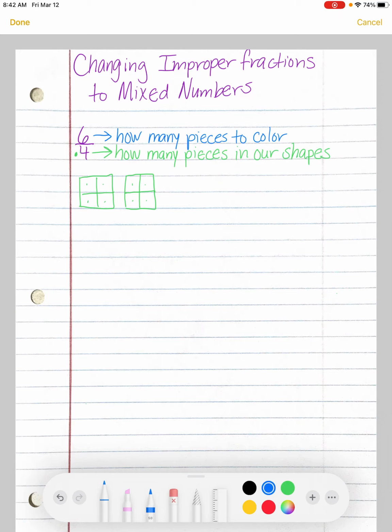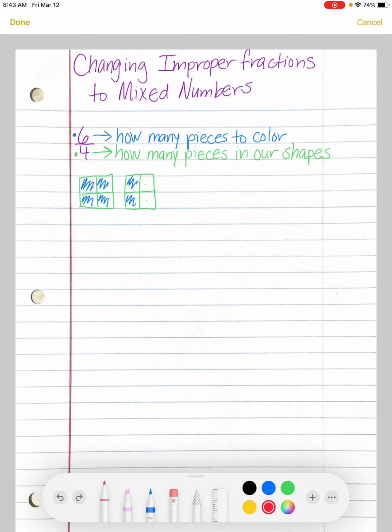We're moving on to the second step. The second step is we need to start coloring. We're going to color 6 pieces. We're going to start in the first square, then we will move on to the second square until we have 6 pieces colored. 1, 2, 3, 4, 5, 6. The next step, you already know how to do. We're going to write a mixed number for the picture that you see right here.